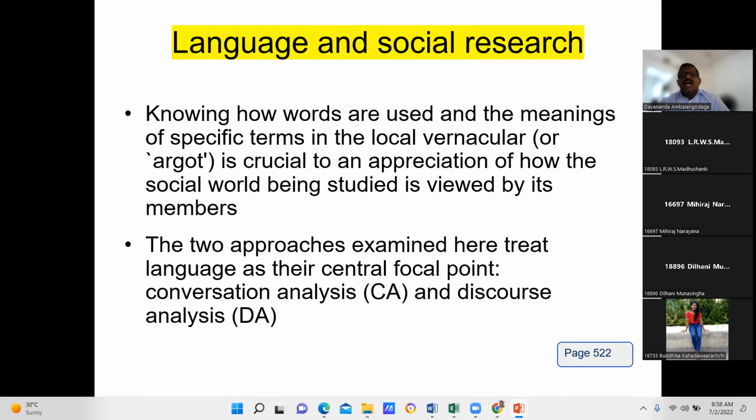Knowing how words are used, and the meaning of specific terms in local vernacular, is crucial to an appreciation of how the social world being studied is viewed by its members. The two approaches examined here treat language as their central focal point. One is conversation analysis, the other one is discourse analysis.